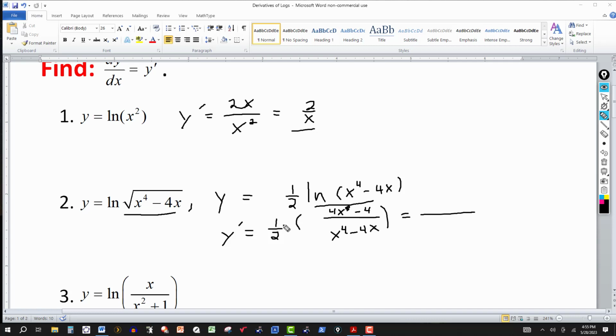And then we can go ahead and simplify. The 4 and the minus 4 are divisible by 2, so we divide that out. Factor of 2 there, so this will be 2x to the 3rd minus 2, and that's over x to the 4th minus 4x. And that's your answer for that one.